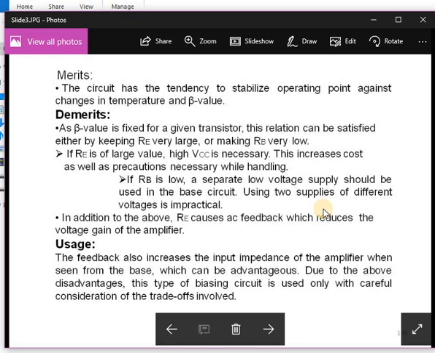So the merit is that it stabilizes the operating point against changes in temperature and beta. But the main drawback in this type of biasing circuit is that we can change either the emitter resistor value RE or the base resistance RB. If the emitter resistor is made large, a high VCC is necessary. When we decrease the base resistor value, another voltage supply is required. So these are the main drawbacks or demerits in the fixed bias with emitter feedback.